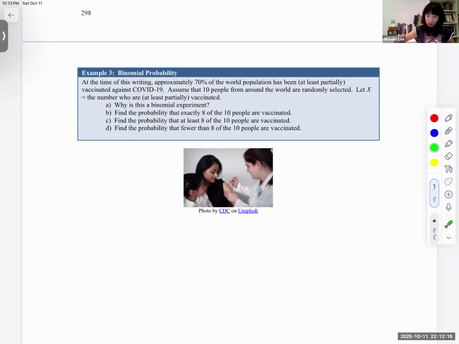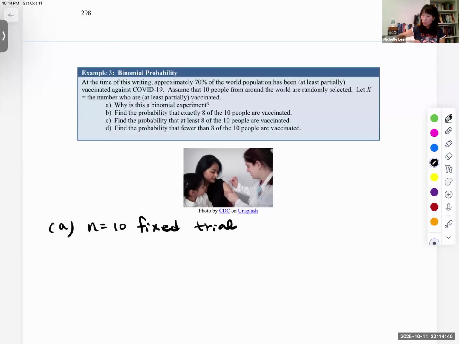Okay, so let's check the criteria. For a binomial experiment, is n a fixed number? Yes, n equals 10, a fixed number of trials. Okay, second one, what did we have? Fixed number of trials. Totally forgot.